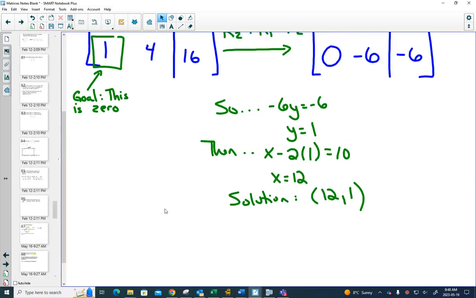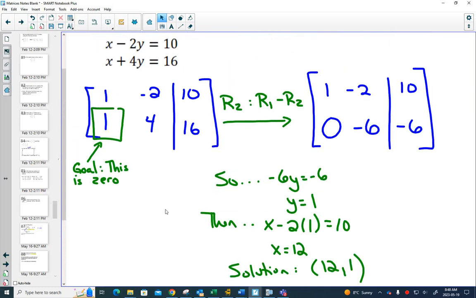You can always go back to your original equations and double check. Does it work? If I plug it into both equations, does 12 and 1 give me the actual solution? It does. Things are good. Here's our solution.